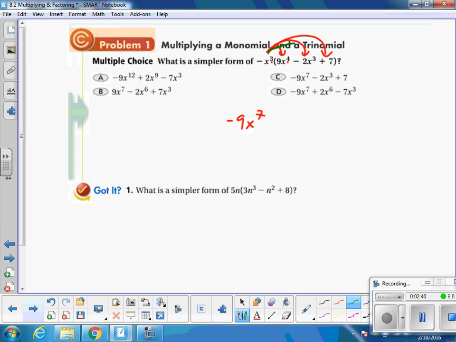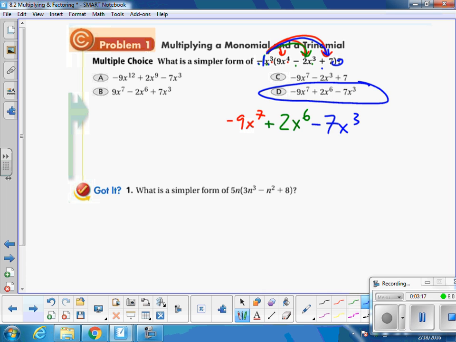Let's look at my next term here. A negative times a negative will be positive. My coefficient over here is 1, and that's a 2, so that's going to stay at 2. Look at my exponent: it's x to the third times x to the third, so I'm going to end up with x to the sixth. Let's distribute this out to the third term. I have a negative times a positive, so it will indeed be negative. I have 1 times 7, so it will stay 7. I have x to the third times nothing out here, so it stays x to the third. The one that matches this is D.